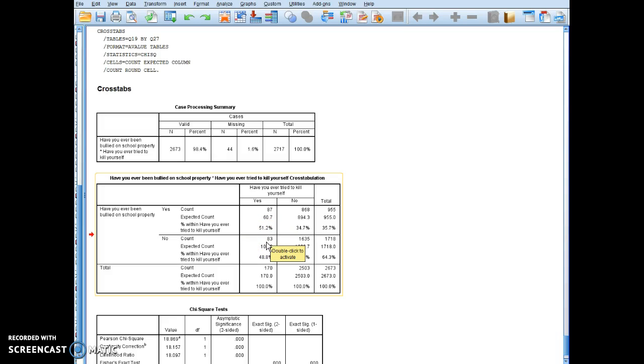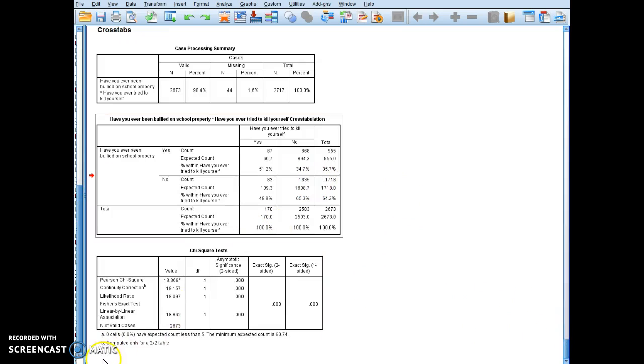So the differences in these counts let us reject the null hypothesis that says that there is no relationship, and accept the research hypothesis that tells us that there is a statistically significant relationship between students who try to kill themselves and students who've been bullied on a school property. Therefore, this is how we run the chi-square test.